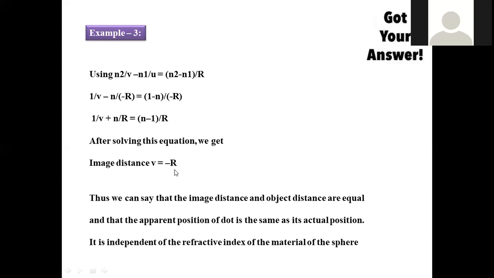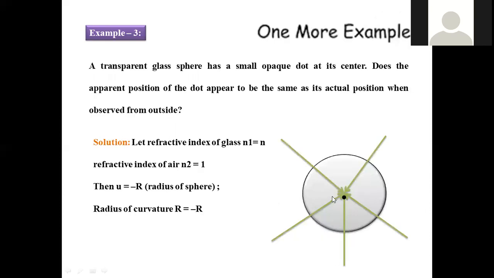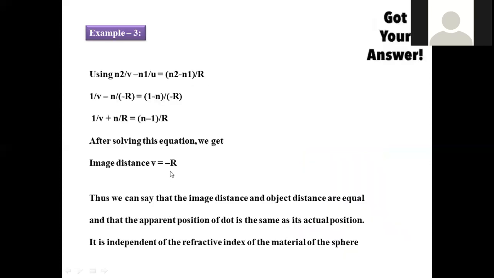What is the conclusion from this? From this, the conclusion is image distance and object distance both are identical. Whatever the direction you are observing from, different orientations, right side, left side, top side, bottom side, in every angle you can find the dot at the center of the sphere only, because here object distance is minus r and image distance is also minus r. Both the distances are exactly identical in nature, right?